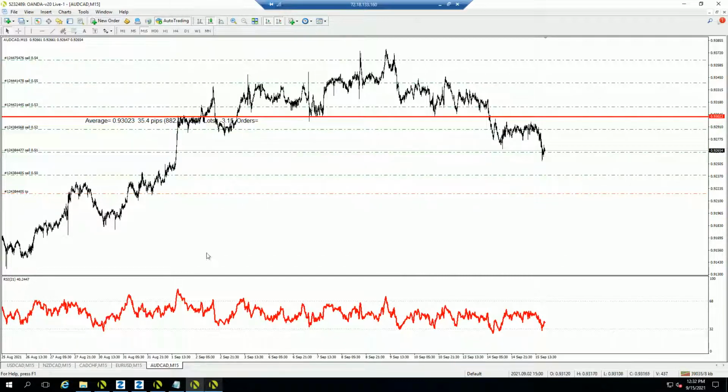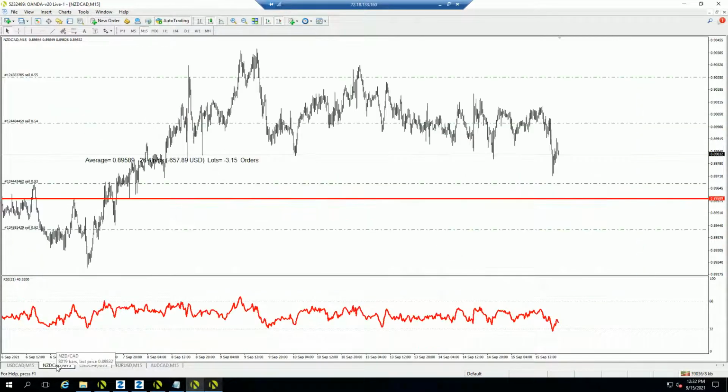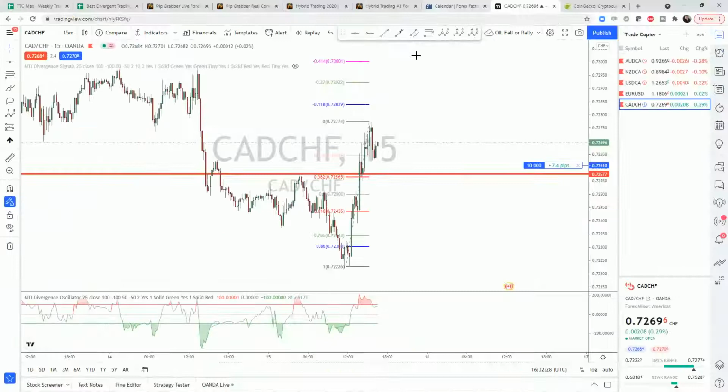All right. Let's take a look at the New Zealand CAD. Got a lot of positions in on New Zealand CAD too. I'm close to my break even right here, 25 pips away from that. But I feel really good about the New Zealand CAD. Let's go to the New Zealand CAD and take a quick look at that.